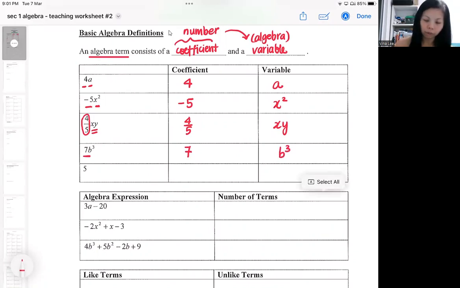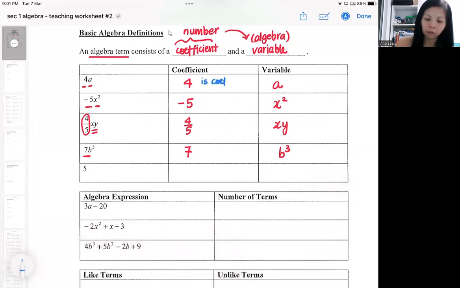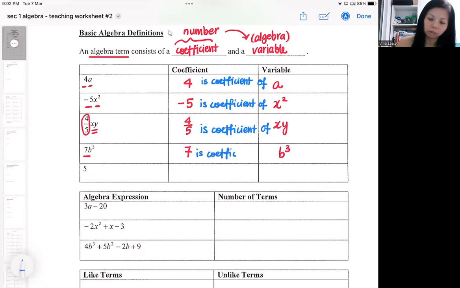Okay, so from here, if we need to explain a little bit, that means 4 is the coefficient of a. Minus 5 is the coefficient of x squared. 4/5 is the coefficient of xy. 7 will be the coefficient of b cubed. So that's how we describe.